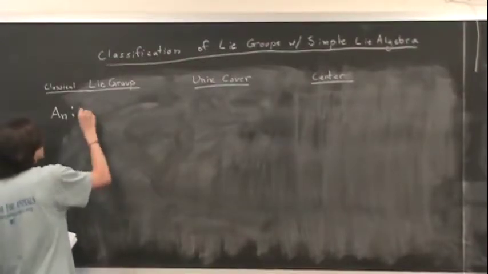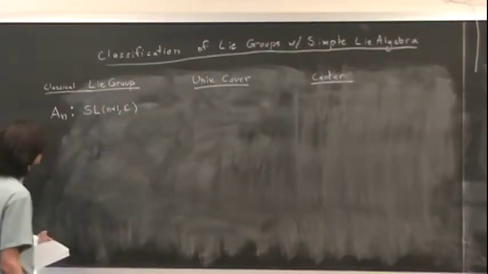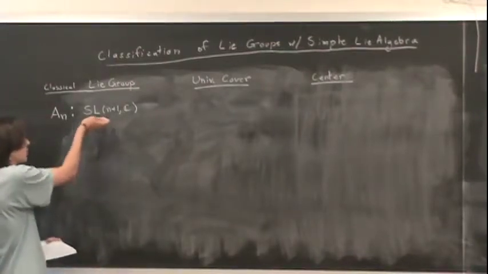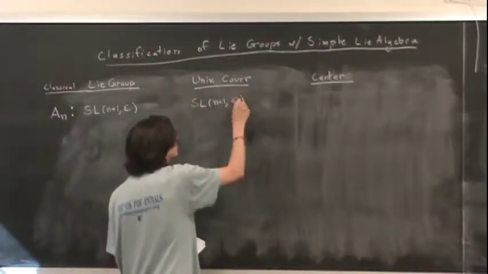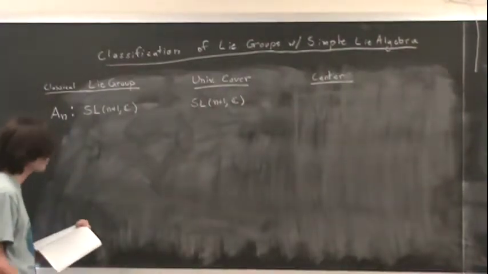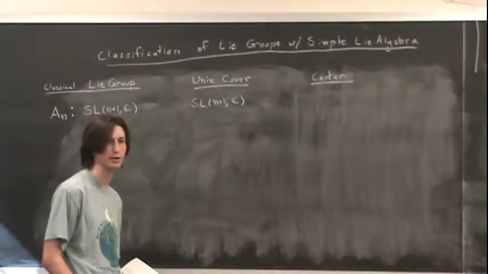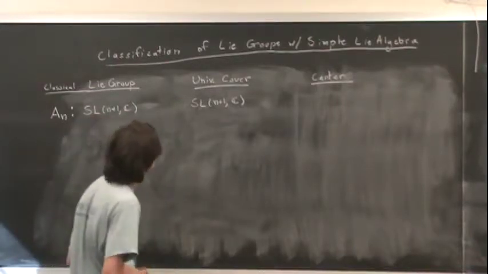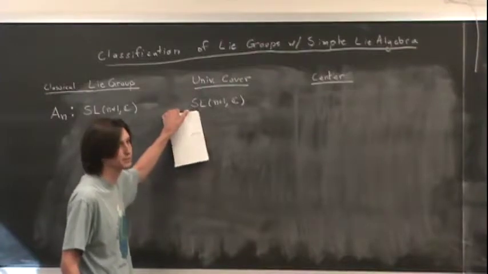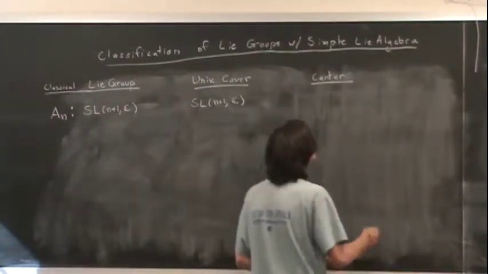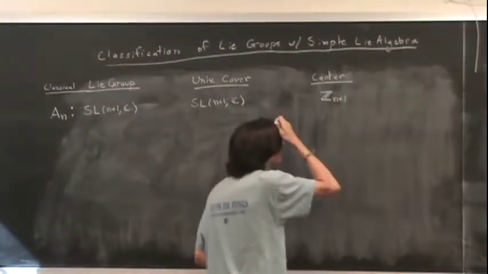The first one is A_n, which is SL(n+1, C). Its universal cover is actually itself. This is the largest such group generated by this simple Lie algebra. What is its center? One can argue that everything in the center should be proportional to the identity, something that commutes with everything. These guys are special, so they have determinant 1. I'll just write down the answer for you: it's Z_{n+1}. But let's see why that is.